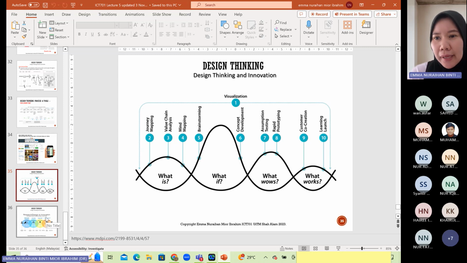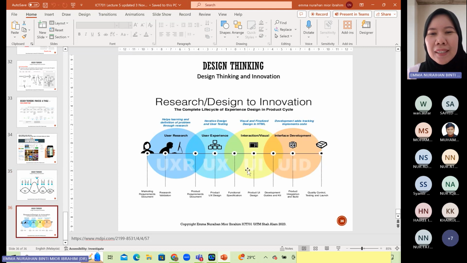Tapi I don't like to use Mac. One thing I do like to use Mac. So the learning curve on Mac tu, I think the first 2 laptop saya buy, lepas tu I ditch the laptop, I guna balik Microsoft. Okay, so research design to innovation, yes.